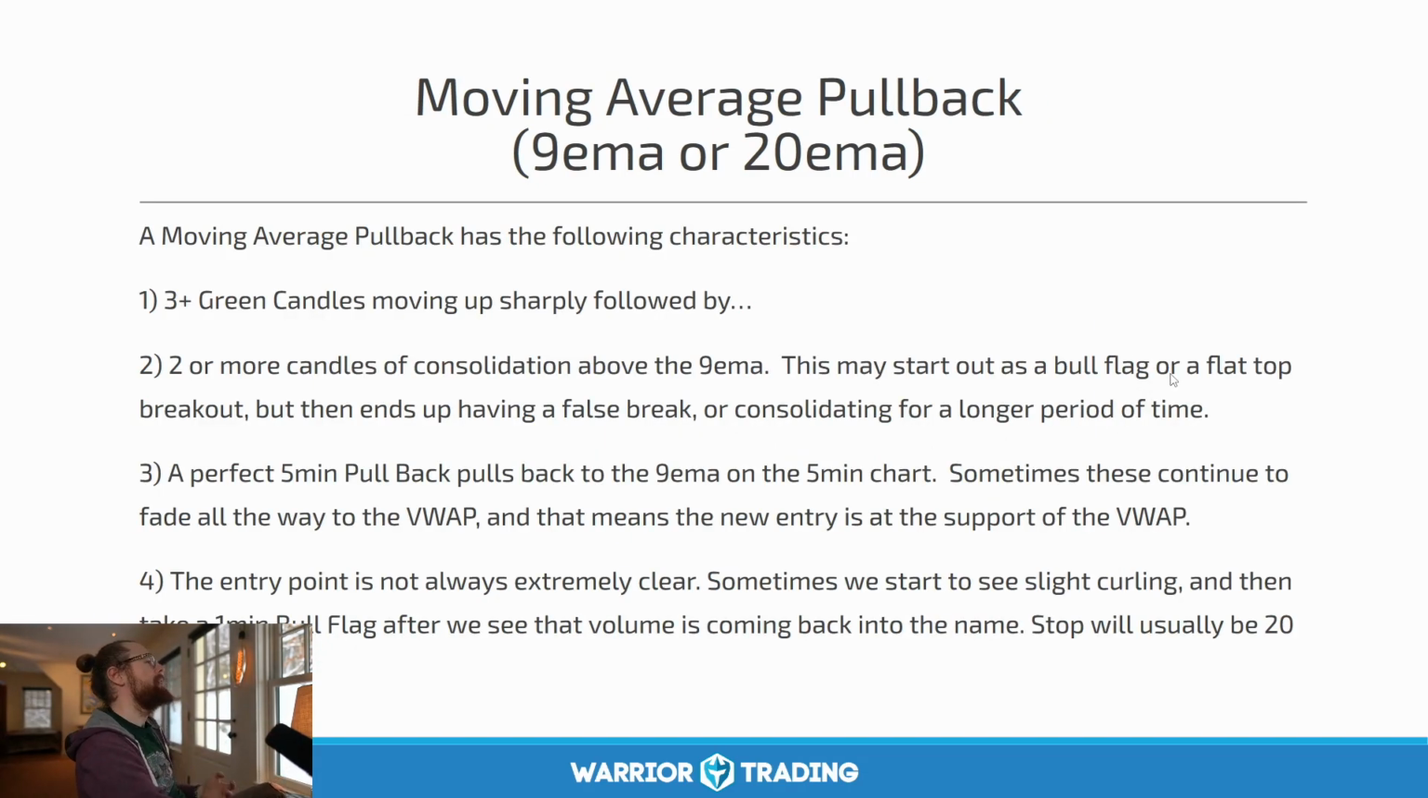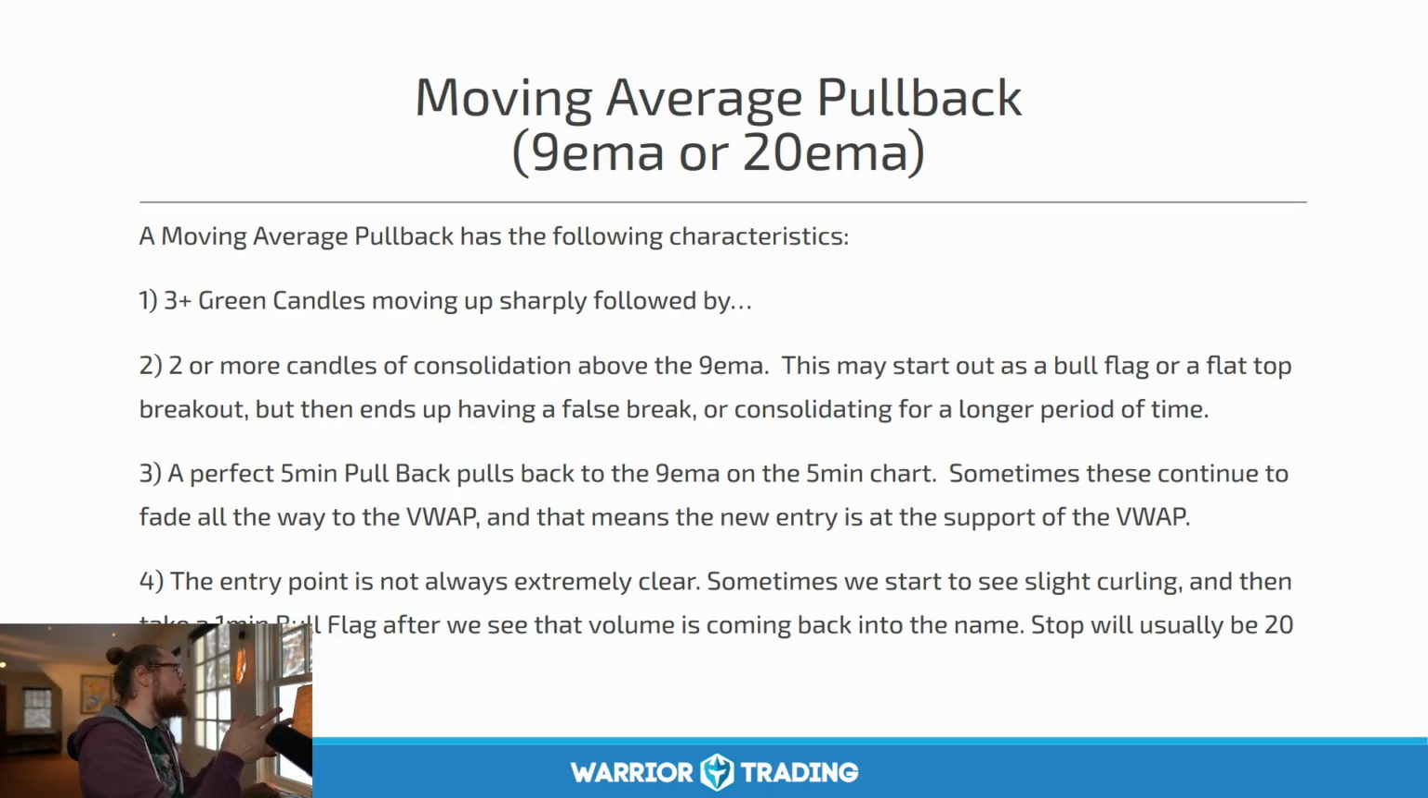So a moving average pullback usually has the following characteristics: 3+ green candles moving up very quickly, followed by usually 2 or more red candles of consolidation above the 9 EMA. And it may start out as a bull flag or even a flat top breakout, but that ends up either having a false break or pulling back a little bit more, consolidating for a longer period of time. At that point, it's a failed bull flag or it's just not as strong. And that's where we start to look at it as a moving average pullback.